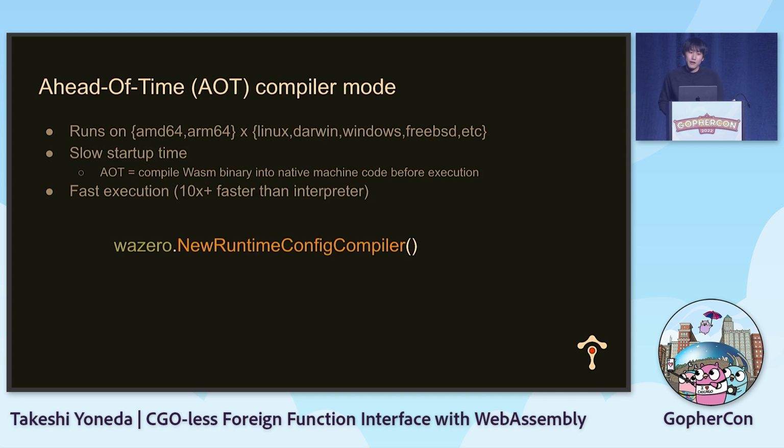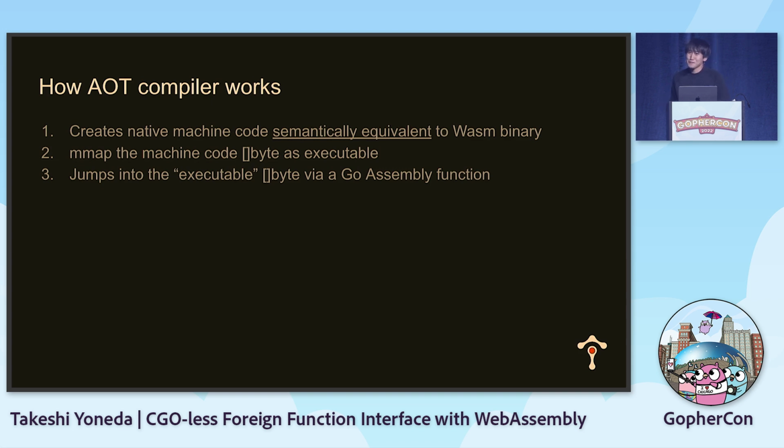On the other hand, we also have an ahead-of-time compiler mode, which can run on ARM64 or AMD64 combined with Linux or other major operating systems. As you expect, it is a compiler, so it has a slow startup time, but instead it is much faster than the interpreter, like 10 or 100 times faster. You might wonder how that is even possible, right? Generating machine code at runtime and executing it shouldn't be possible in the normal Go world. I agree that it's not possible in the normal Go world; you have to hack the Go runtime. So here are the three things the AOT compiler does.